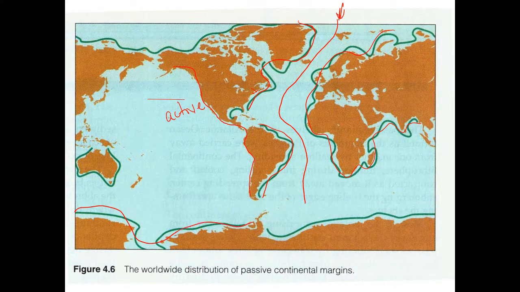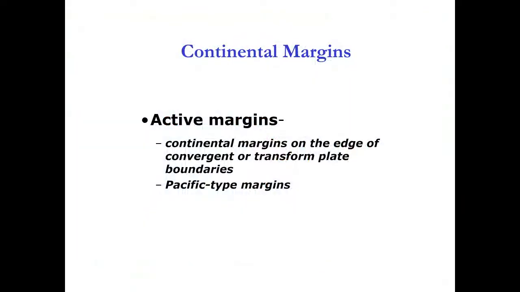Passive margins here, all along the Arctic as well, and surrounding Australia. Everywhere else is an active boundary. Active margins, of course, are going to match up with the opposite side, where convergent boundaries are and transform plate boundaries are.